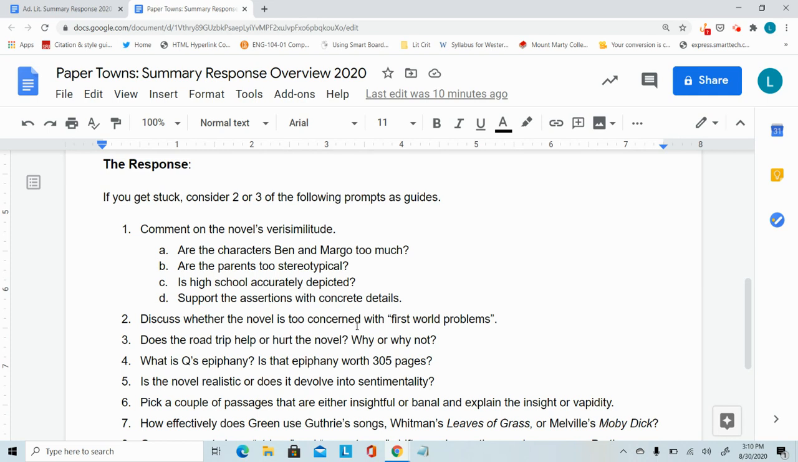How accurate is this novel? Are Ben and Margot too much? Are the parents too stereotypical? Is high school accurately depicted? As I said in class, all of you were high school students much more recently than I was. I can barely remember high school existing. Provide concrete details from both your life and the novel to support what you think about these things.